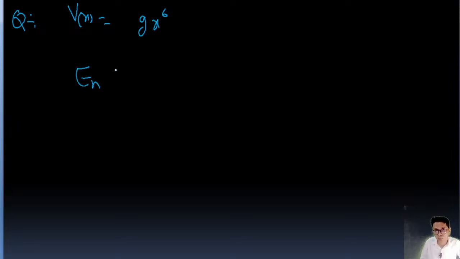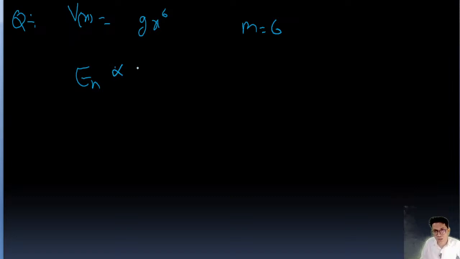So now there's a question I would solve for you. The question is, Vx is given as gx to the power 6. Okay, so now we need to find the value of En. Here x to the power 6 means m value is 6, right? So m is 6, so we can easily find the relation between En and n, right?